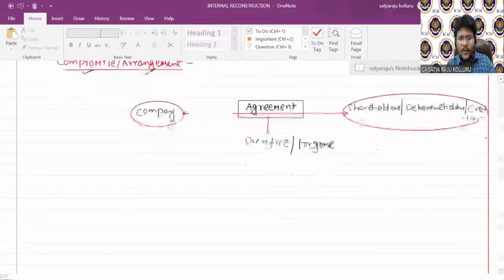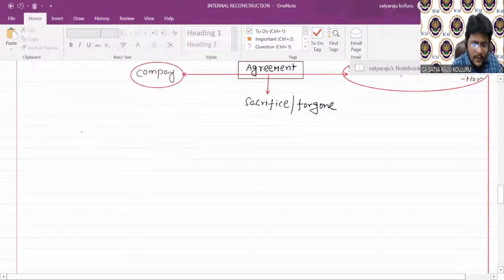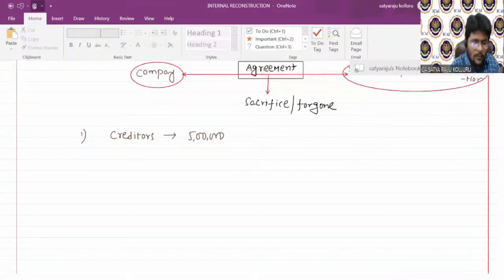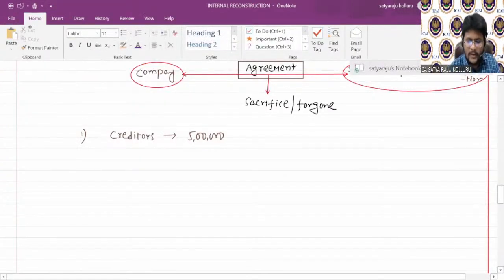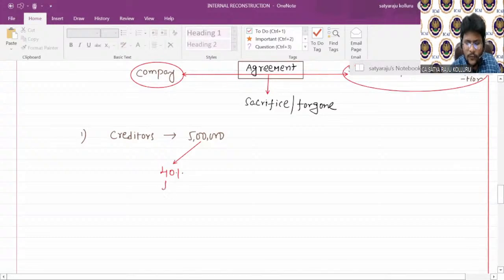I'll give some scenarios for better understanding. Please concentrate, all of you. Let us assume the balance of the creditors is 5 lakhs. How is the compromise or arrangement agreement? Out of such 5 lakhs, to the extent of 40%, creditors are ready to forgo. To the extent of 40% of the amount, creditors are ready to forgo.